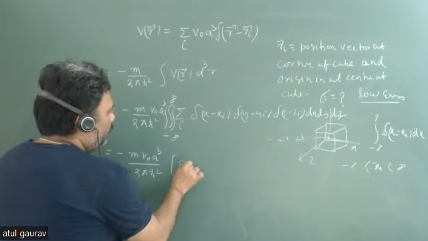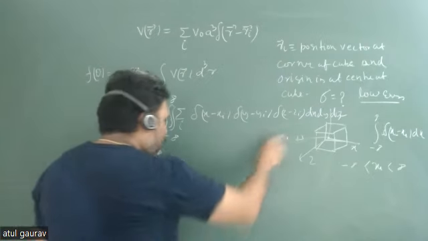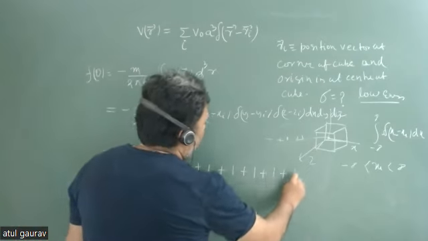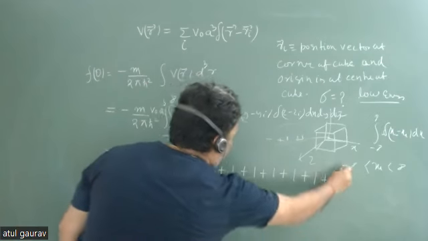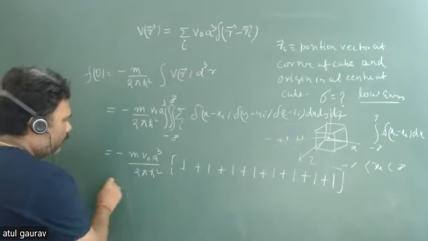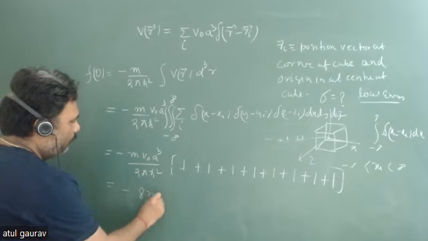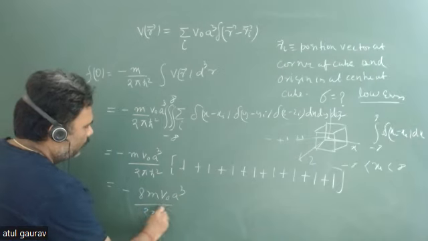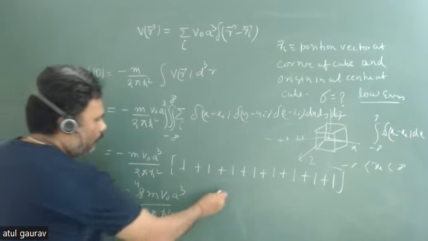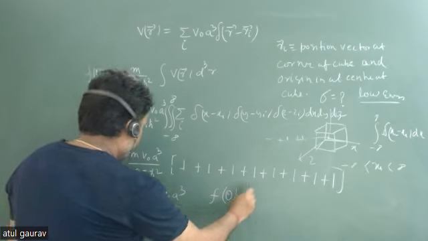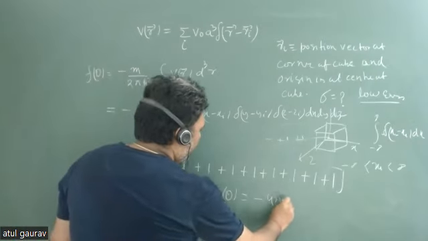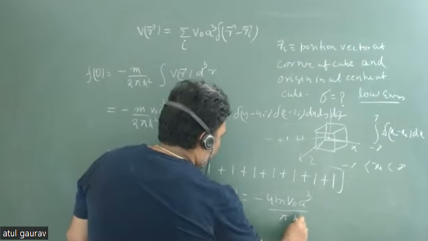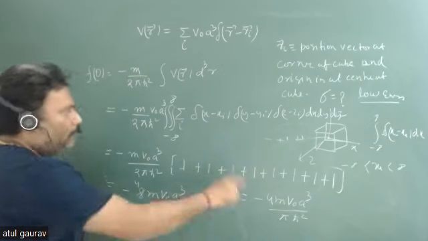8 times. So you will get the first integration for the first corner, second corner, third corner, fourth corner, fifth corner, sixth corner, seventh, and eighth corner. And this will be your value. So you have minus 8m v naught a cube upon 2 pi h cut square. So this value is 4. So here your f theta is minus 4m v naught a cube upon pi h cut square. So this is your f theta.